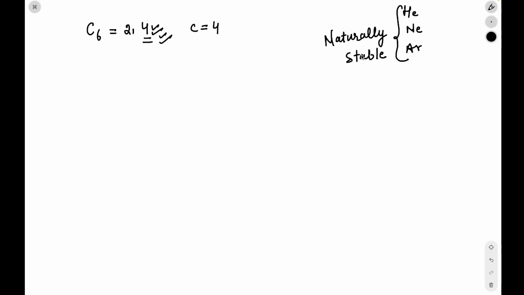Now that we understand why atoms aim for a stable configuration like noble gases, let's understand how they actually achieve it, and this brings us to the concept of valency. It is the combining capacity of an atom. It tells us how many electrons an atom can gain, lose or share to achieve a stable octet.